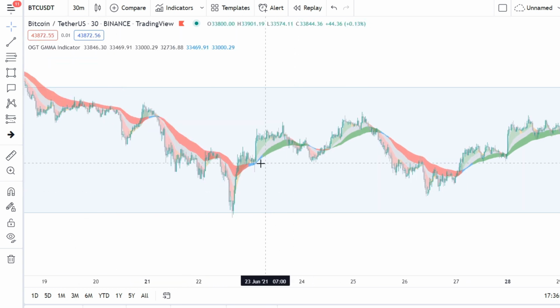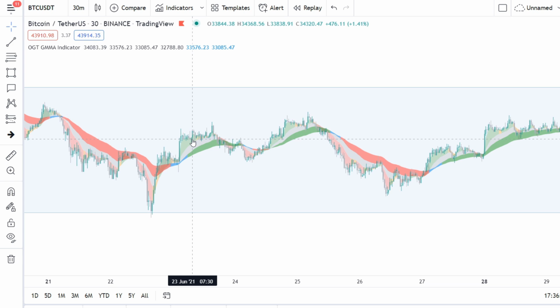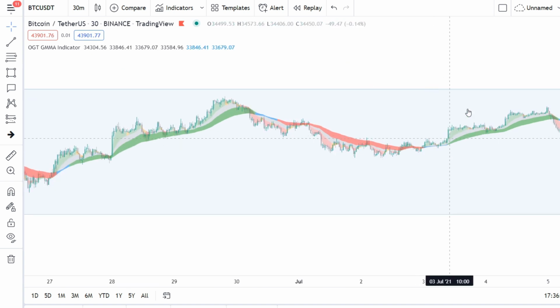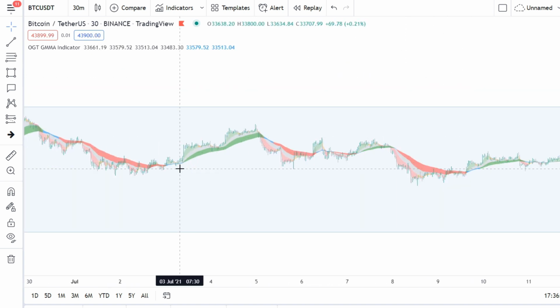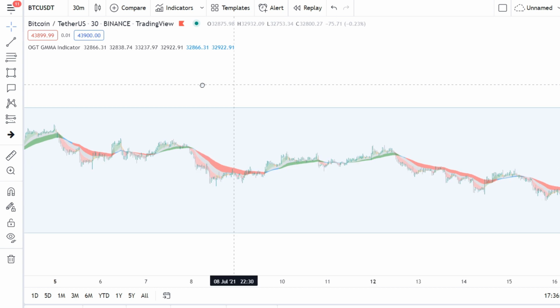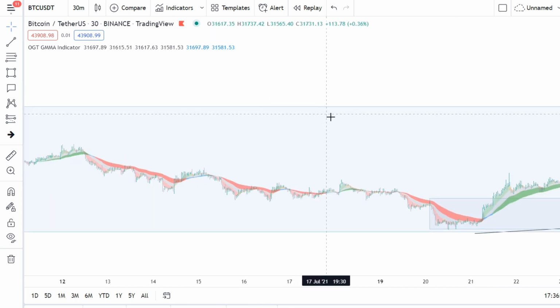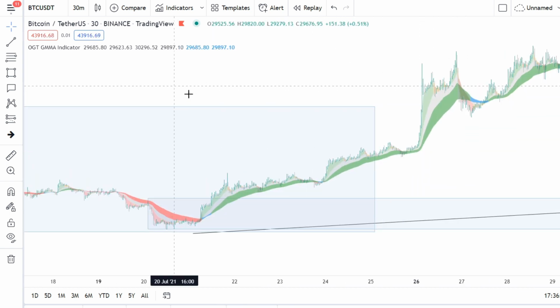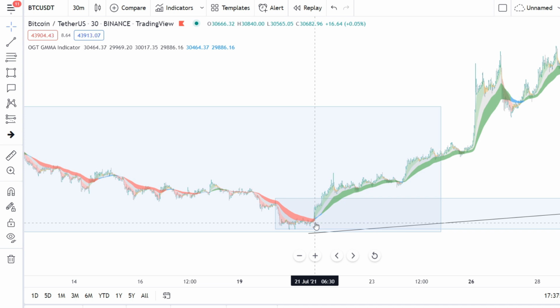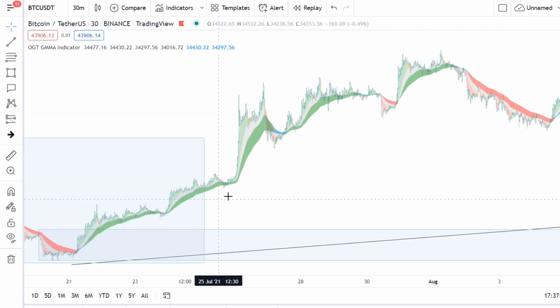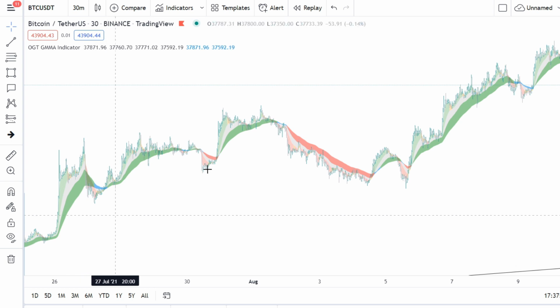Big drop, and then when it starts to become green about here, we can take a buy trade about here, about here. So we're just taking buy positions, and we're just loading up for the big move to the upside, which happened around the 21st of July. We see a big move to the upside.